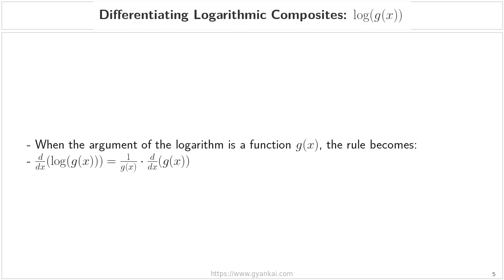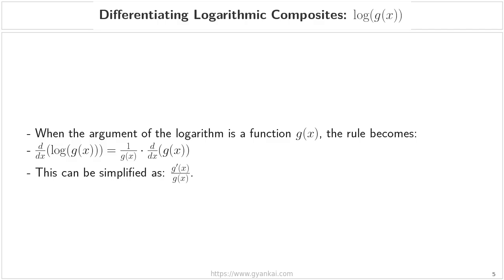Differentiating logarithmic composites, log g(x). Now that we have mastered the chain rule for exponential functions, let us shift our focus to logarithmic composites. When the argument of the logarithm is not just a simple variable, but a function, which we will call g of x, the rule for differentiation changes slightly. The derivative with respect to x of the natural log of g of x is equal to 1 over g of x, multiplied by the derivative of g of x with respect to x.